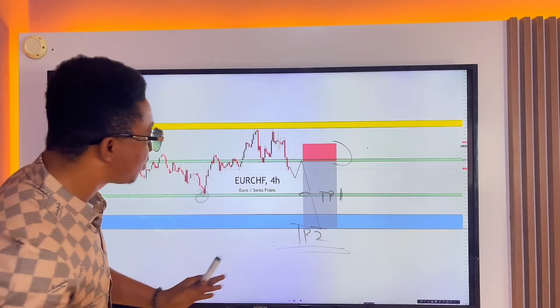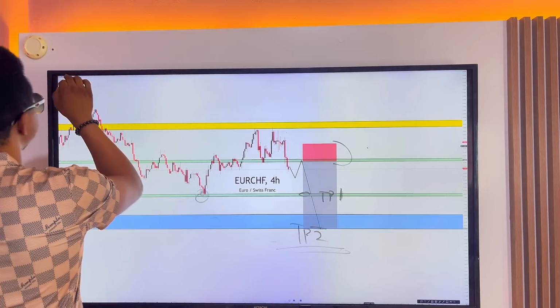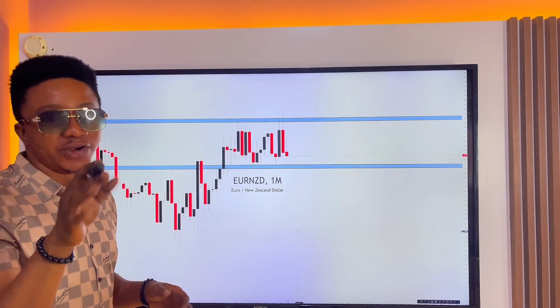Let's go on to the last pair for the day and then end the analysis. All right, so our last pair for the day is going to be EURNZD.